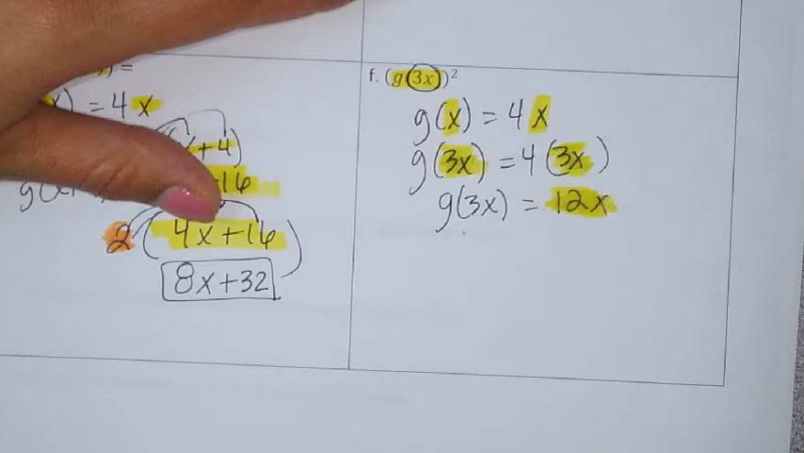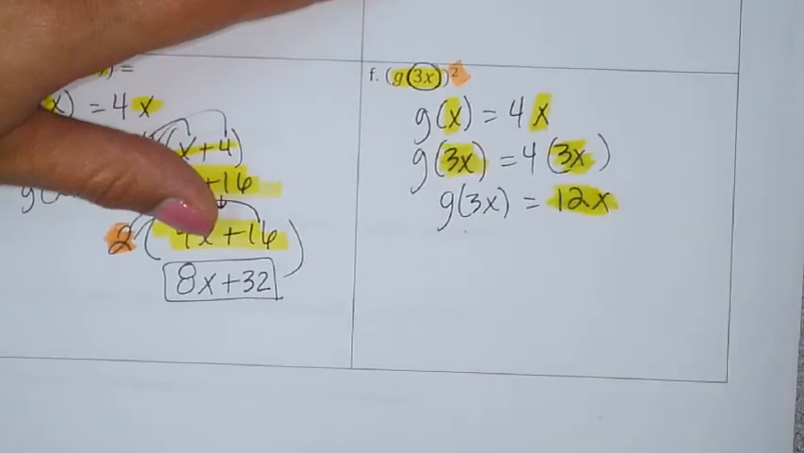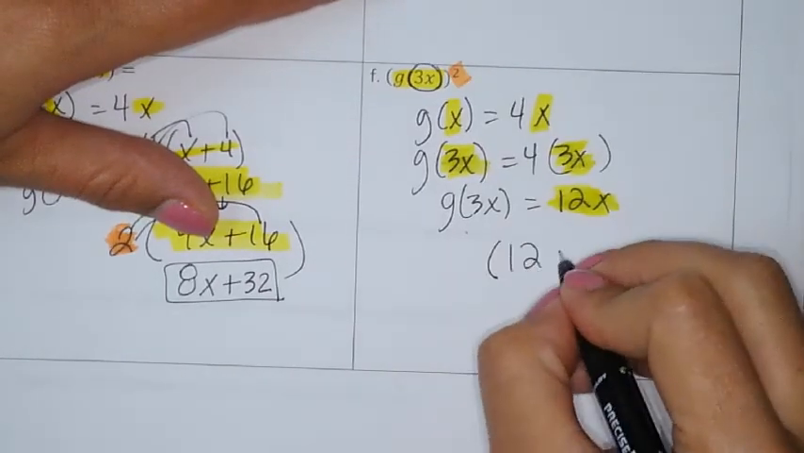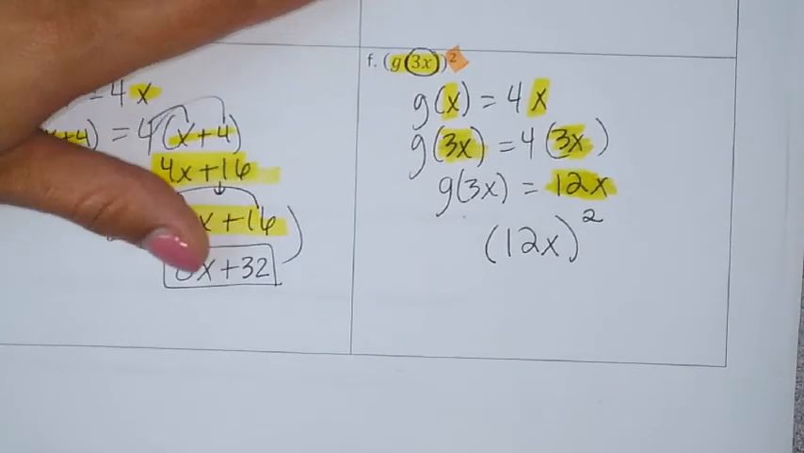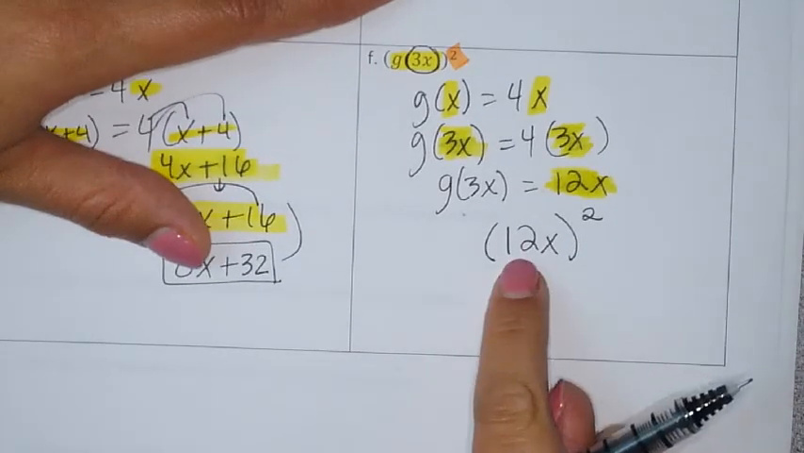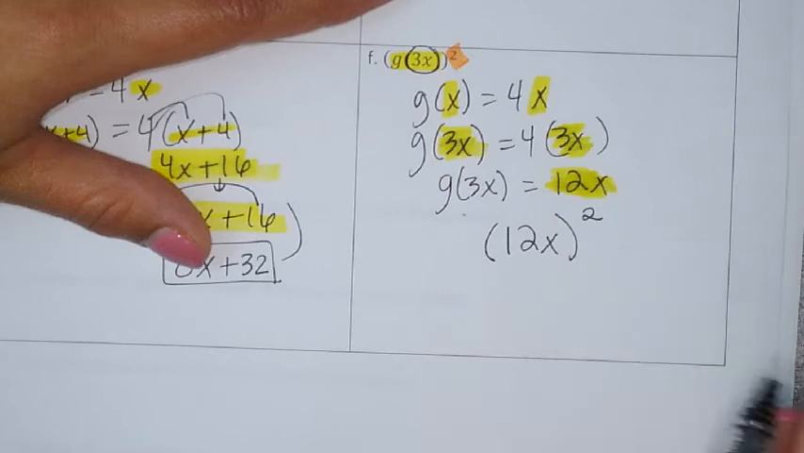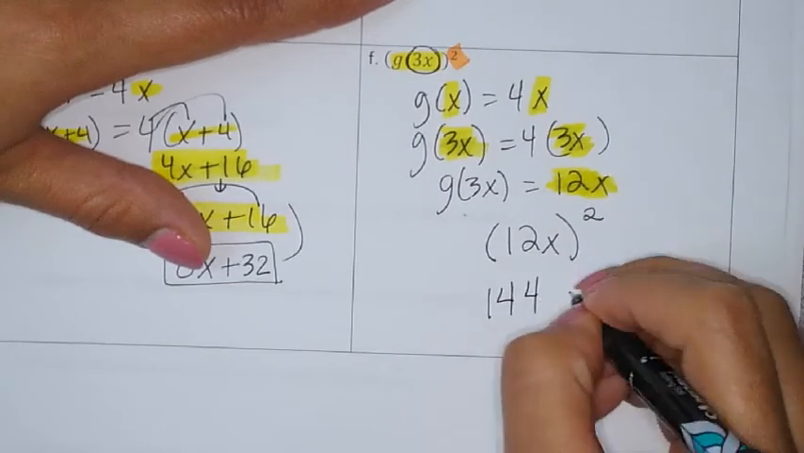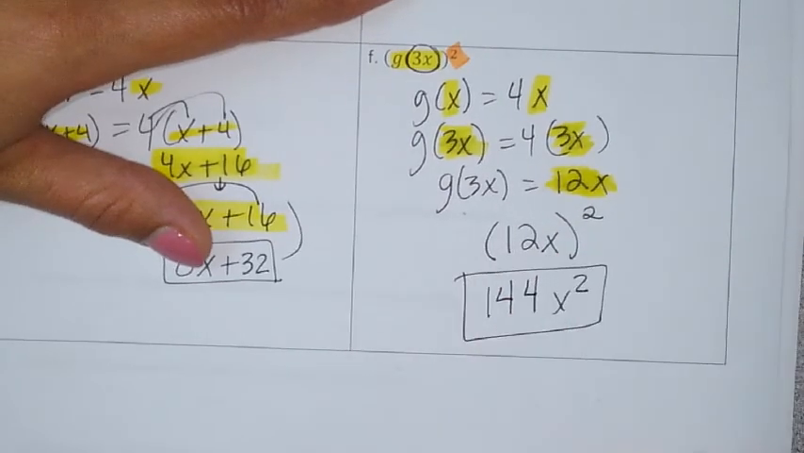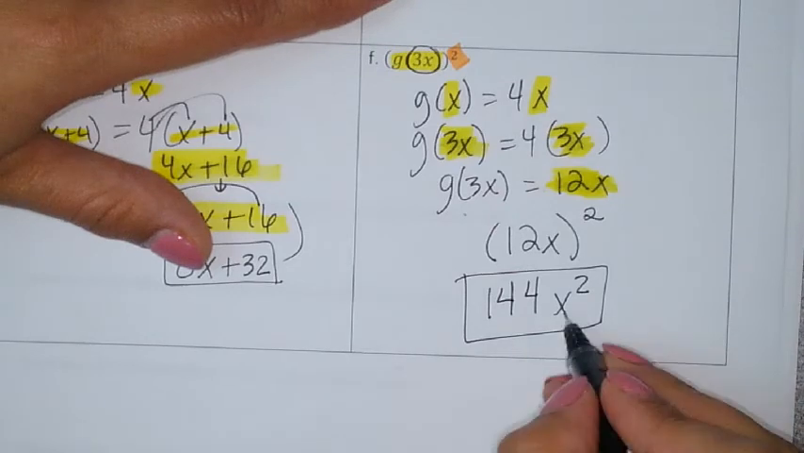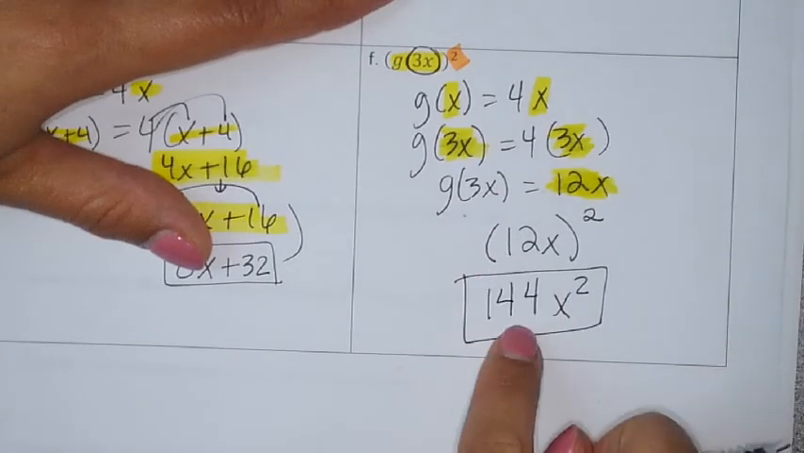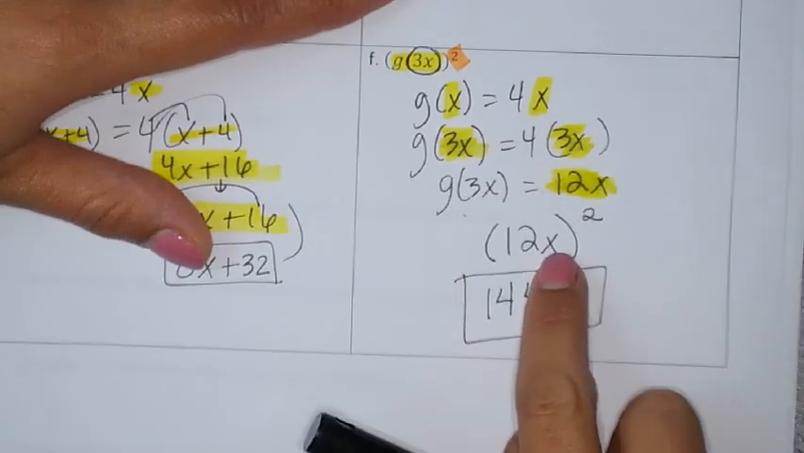All of that. Now I need to square it. 12x squared. Okay? That means 12 times 12 and x times x. So that would be my answer. 12 squared is 144. That means 12 times 12. X times x is x squared.